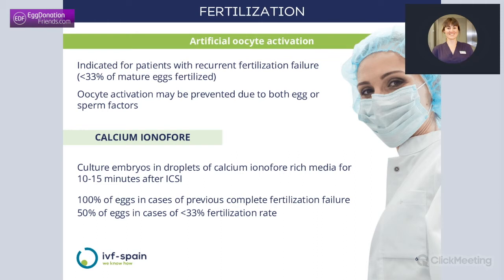There is more than one way to provoke this artificial activation, but in particular, we are using calcium ionophore, and we've had very good results. It's a very simple protocol. You basically just have to culture embryos in droplets of calcium ionophore-rich media for 10 or 15 minutes after ICSI.